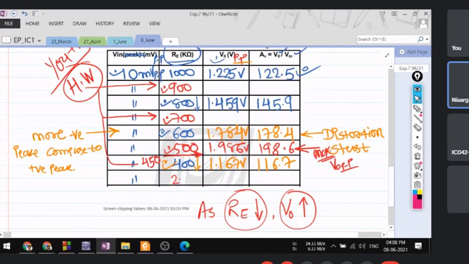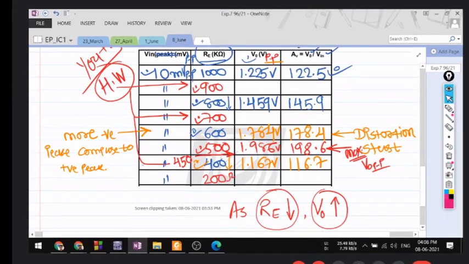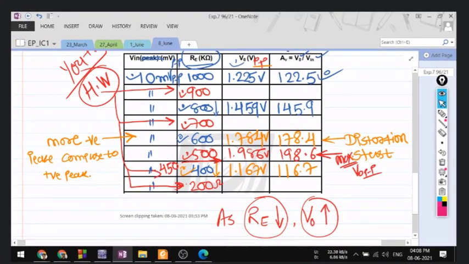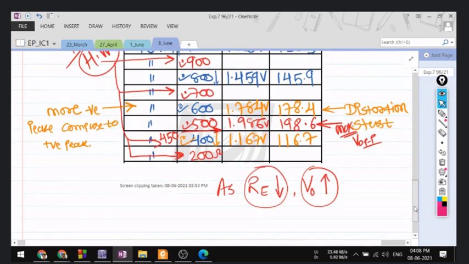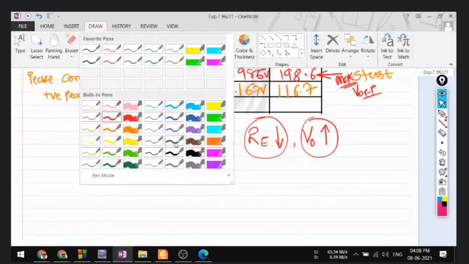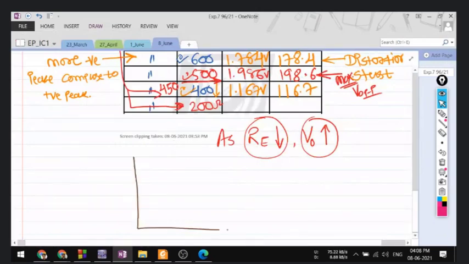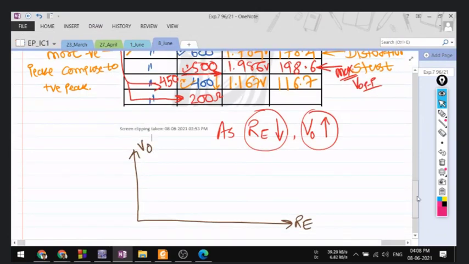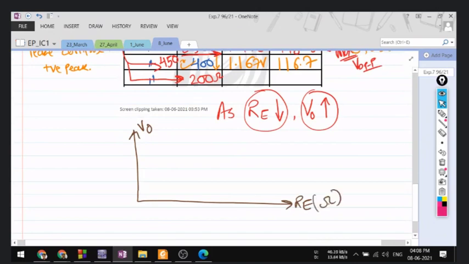So if you set 200 ohm, it is further decreasing. So if you plot the graph of output versus RE, what you have to do is draw the graph of RE and VO. So you just take the readings like this one. RE is in ohm, and V out is in millivolt peak to peak or volt peak to peak. Let me say volt peak to peak.